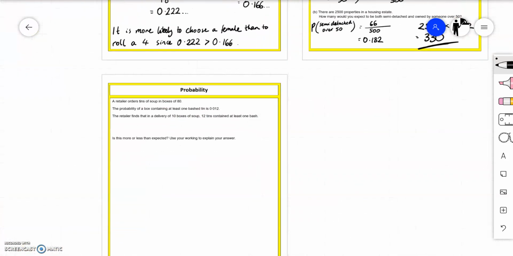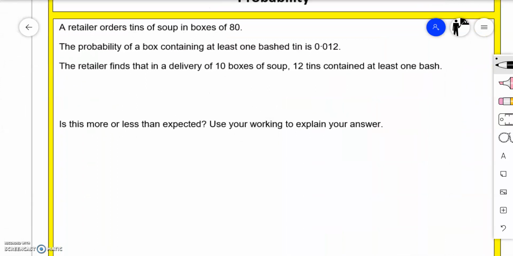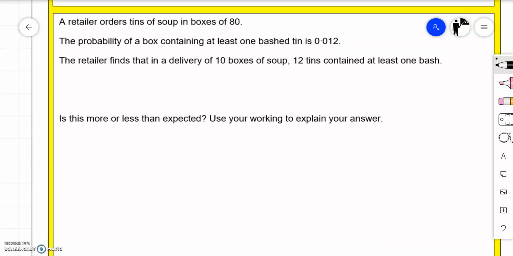Okay, final example. A retailer orders tins of soup in boxes of 80. The probability of a box containing at least one bashed tin is 0.012. The retailer finds that in a delivery of 10 boxes of soup, 12 tins contained at least one bash. Is this more or less than expected?